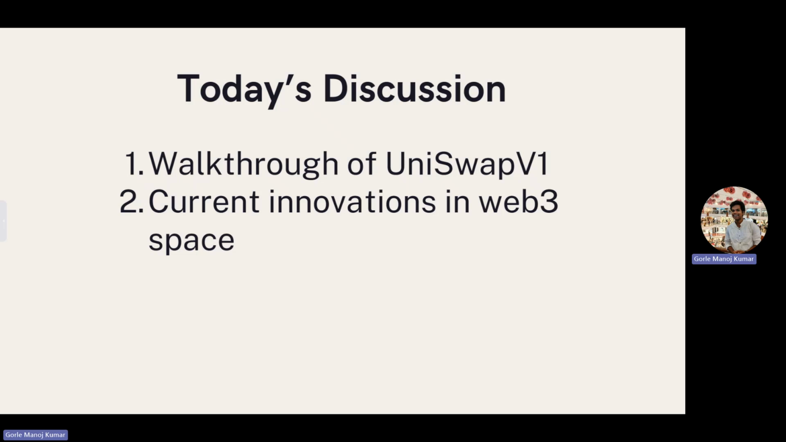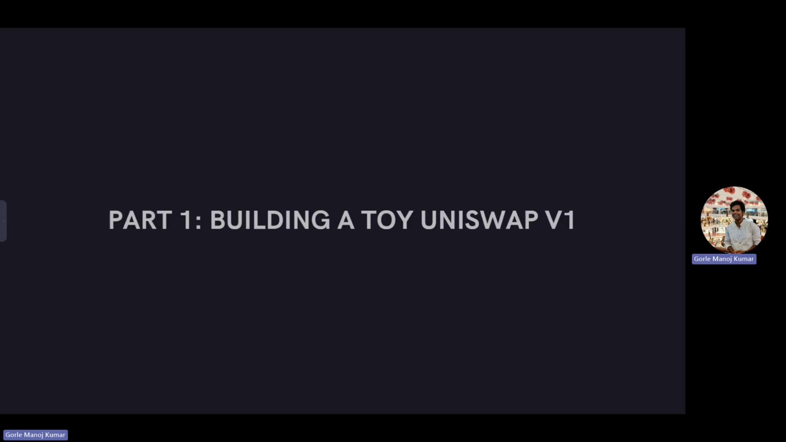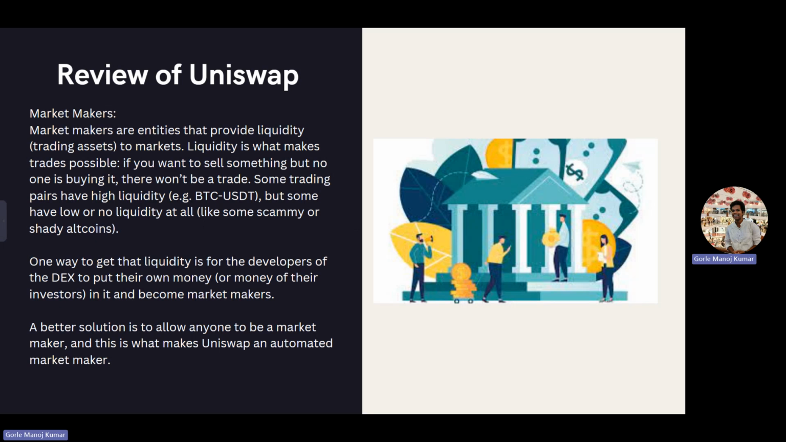Currently, Uniswap is on version 3, which is more advanced and has more concepts. But for the introduction, for simplicity, we'll try to build version 1, which is just the basic token exchange platform. And then Manoj will take you through current innovation so that you have a roadmap of where to head next if you're interested. So moving on, we'll start with building our own Uniswap.